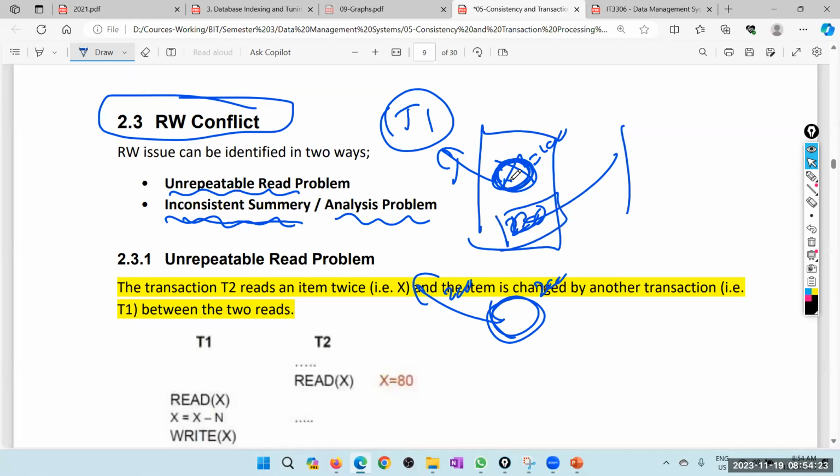So that is why we say read, write. First you read, then the other transaction has written, then you read and you get a different value. Majority of the time it is a read-write issue. Earlier it was the write-read issue, or the dirty read issue. But this is the read-write issue, or the unrepeatable read issue.